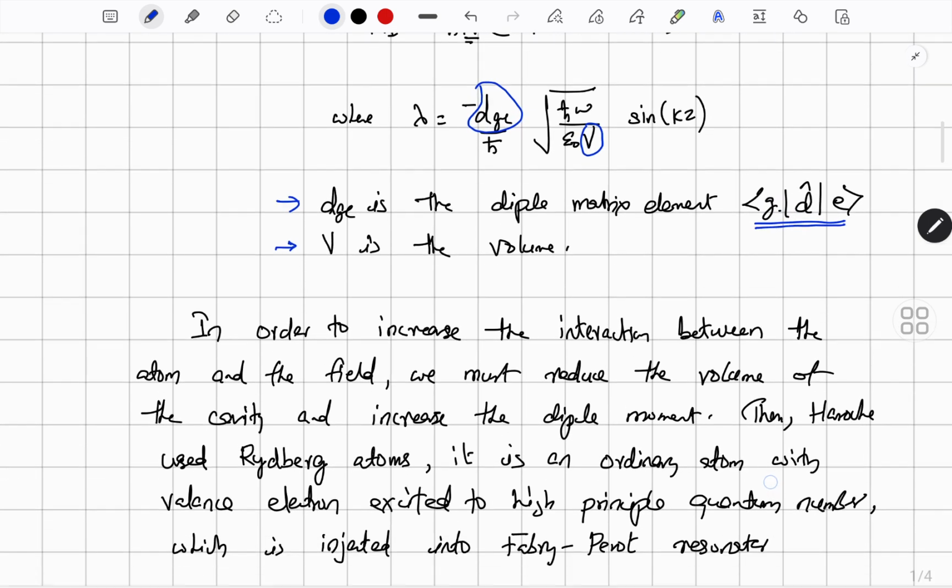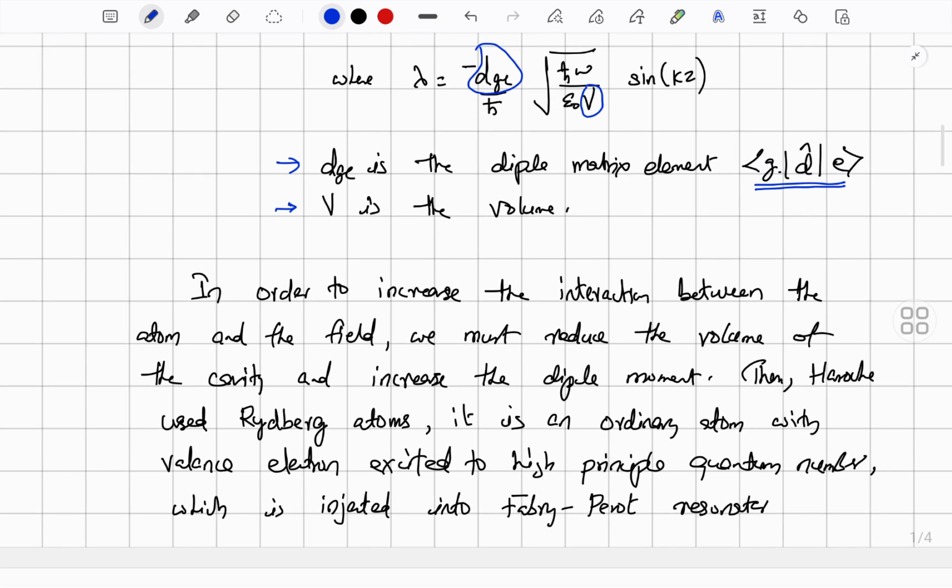Therefore, to increase the interaction between the atom and the field, we must reduce the volume of the cavity, and we have to increase the dipole moment. In order to achieve this, Serge Haroche used a Rydberg atom, an atom with a very high dipole moment.